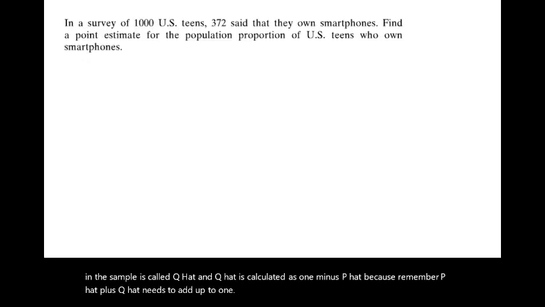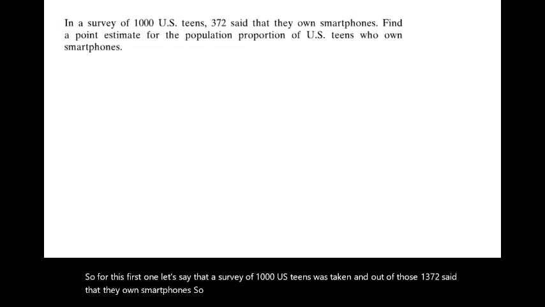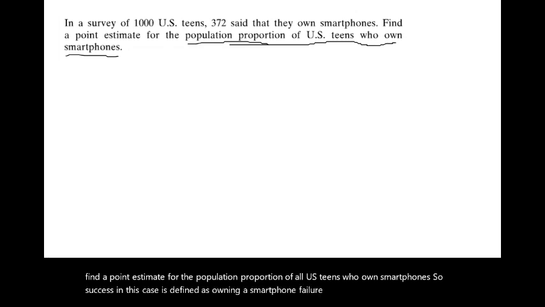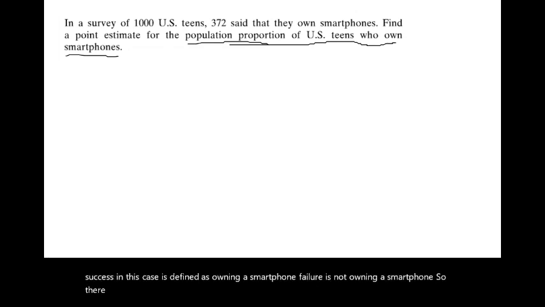So for this first one, let's say that a survey of 1,000 U.S. teens was taken, and out of those 372 said that they own smartphones. So what we're going to do is we're going to use that information to find a point estimate for the population proportion of all U.S. teens who own smartphones. So success in this case is defined as owning a smartphone. Failure is not owning a smartphone. So there are only two outcomes here. Smartphone, successes, no smartphone, failures.